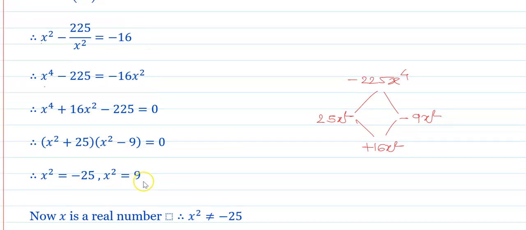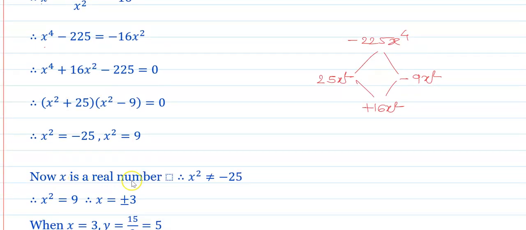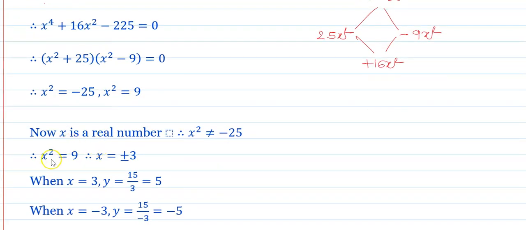But x is a real number, and the square of a real number is always positive, and therefore x square equal to -25 is not possible. Then what is possible? x square is equal to 9. Taking the square root on both sides, you will get x is equal to plus or minus 3.